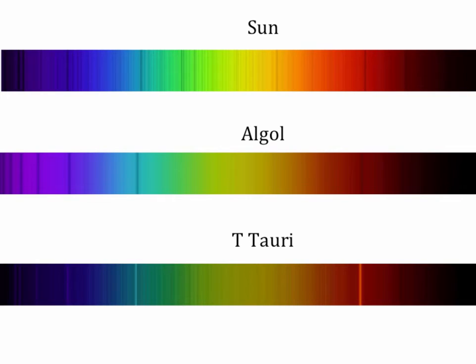Finally, let's go to T Tauri. T Tauri is a yellowish star like the sun, and you can see a continuous spectrum that more or less peaks in the yellowish green part of the spectrum. But instead of dark absorption lines in T Tauri, we see bright emission lines, and this tells us that near the star there must be some energized gas that is emitting light at specific wavelengths, and these wavelengths correspond to hydrogen. T Tauri is a star that is in the process of forming, so it's got a hot object at the center that produces the continuous emission.